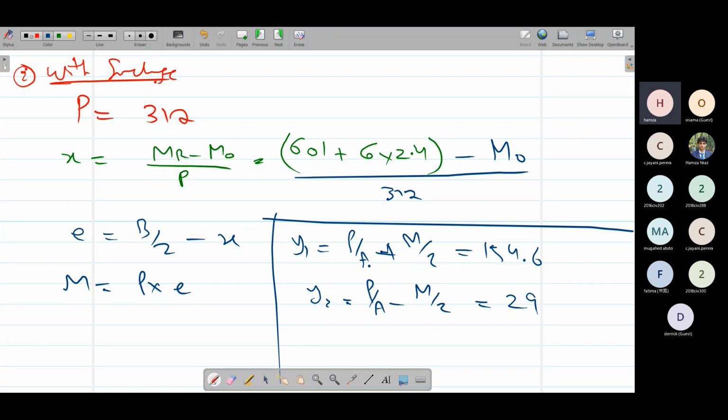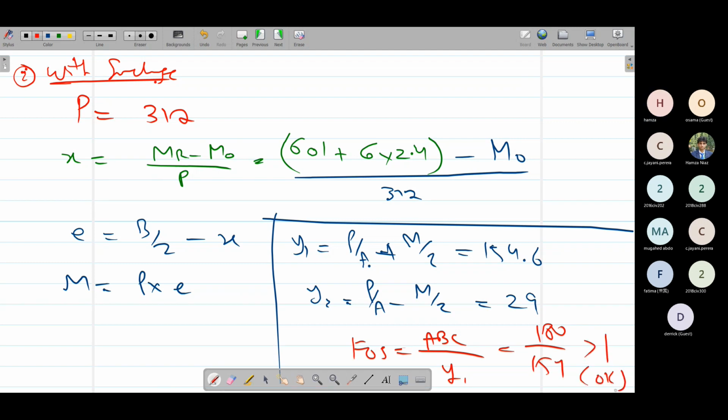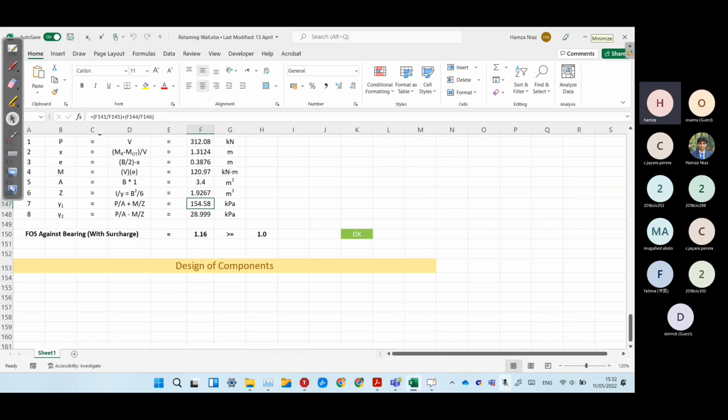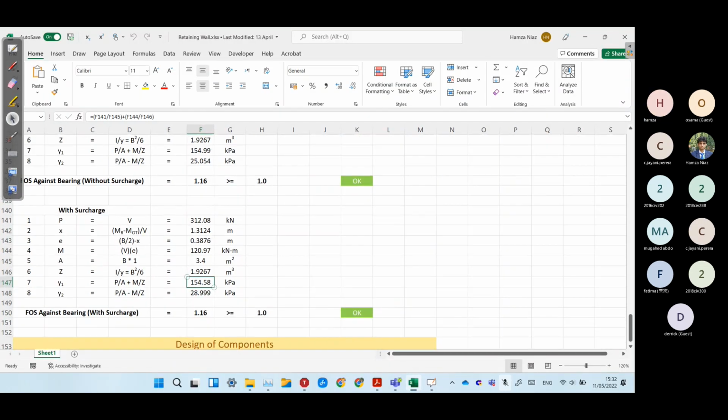So if we calculate this factor of safety again, so allowable bearing capacity over this Y1 larger ordinate. So 180 over 154. So it is also greater than 1. That is fine. Our check is satisfied. So these are all three checks. Any issue in this? No.